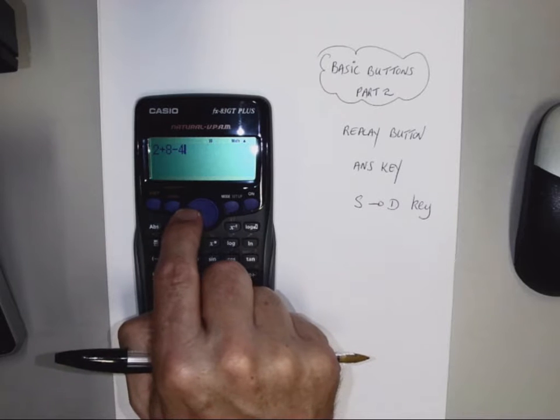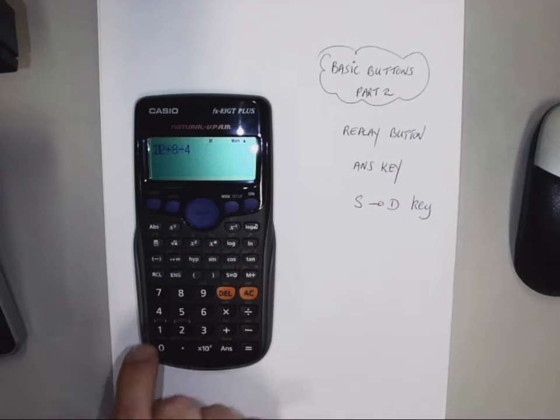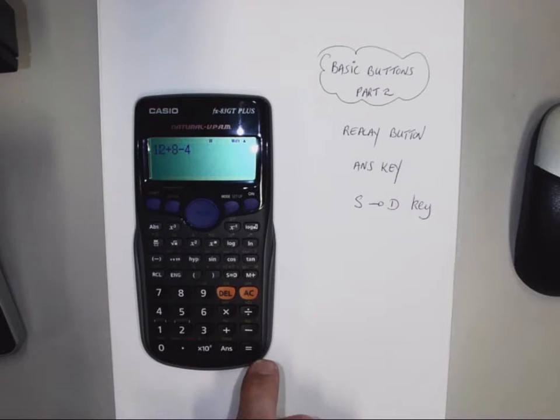So if I keep pressing the left arrow button, it brings me over here in front of the 2, and then I can type in 1 in front of it to make 12. 12 and 8 is 20, take away 4 should now, when I press equals, give me 16. Press equals, up comes 16. So the replay button is very useful to make changes to a previous question.